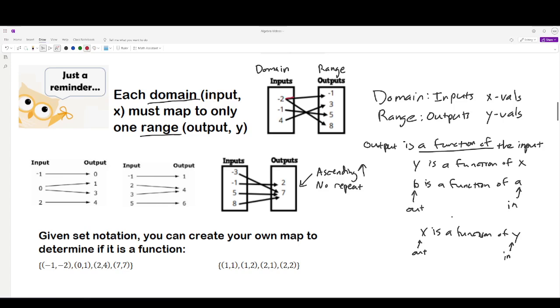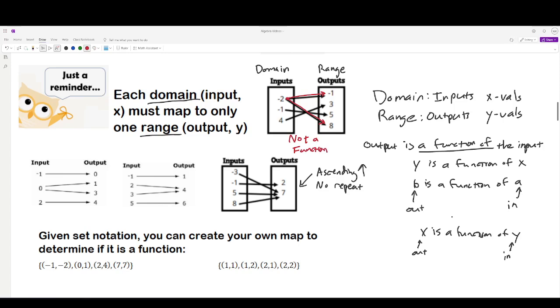So in this first example, 2 maps to -1. 2 also maps to 8. So that means for this input of 2, there are two different outputs, so this is not a function.